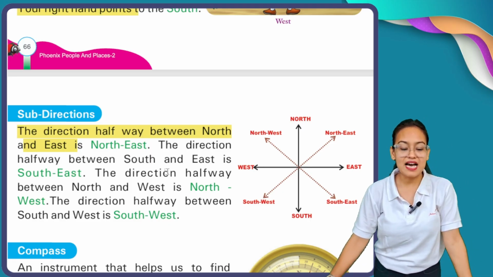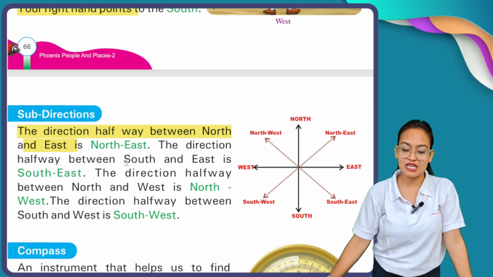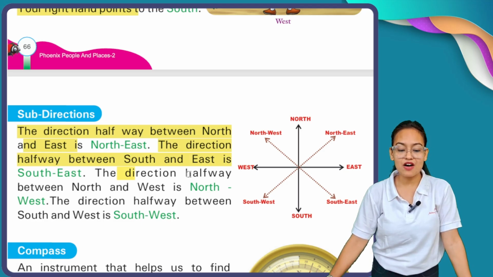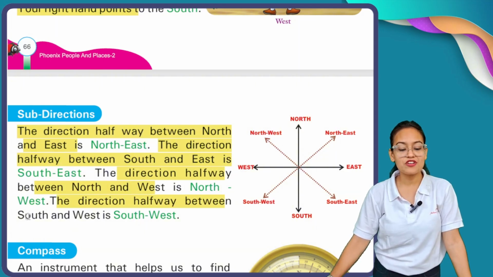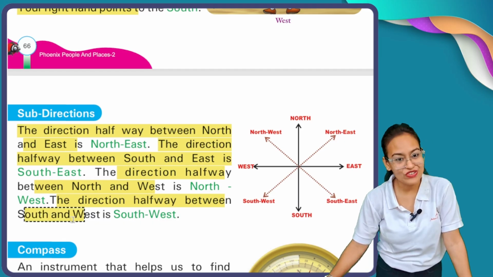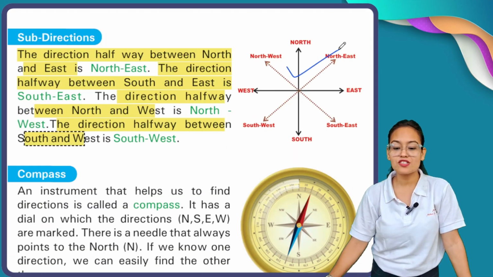The direction halfway between north and west is northwest. The direction halfway between south and west is southwest. So these are your sub directions.